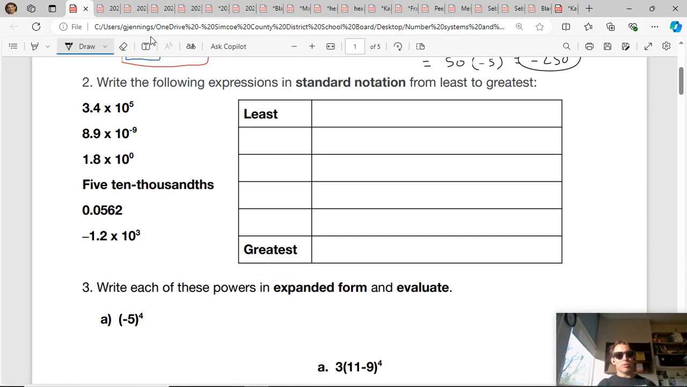Next skill is we want to be able to look at a number in scientific notation and write it in standard notation, know what it means, know how to interpret all the little bits. A number in scientific notation is like a little Bedmas puzzle.